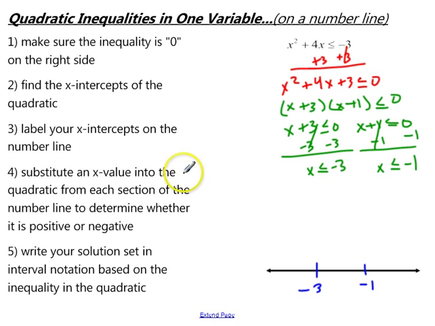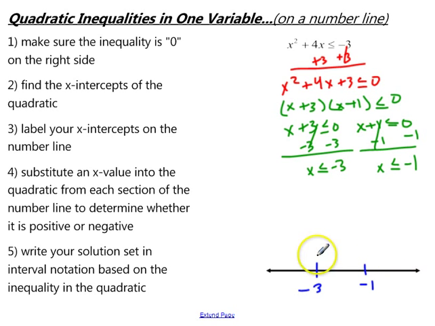And then for step 4, it says substitute an x value into the quadratic from each section of the number line to determine whether it's positive or negative. So what that means is we're going to take a look at our number line, and we have our numbers divided in 3 sections. All the numbers that are smaller than negative 3, the numbers between negative 3 and negative 1, and all the numbers bigger than negative 1.